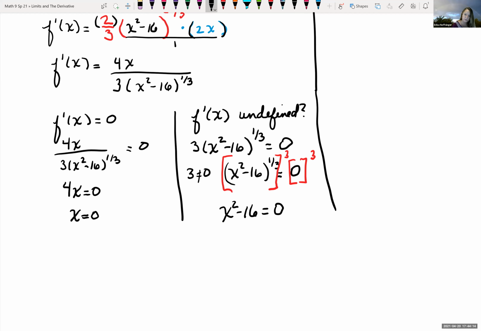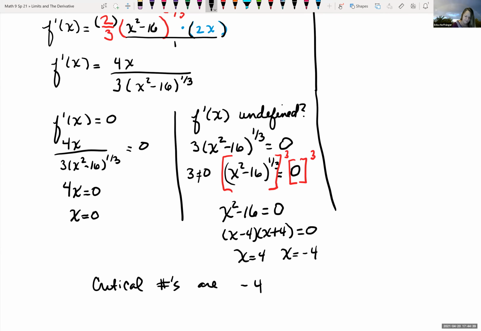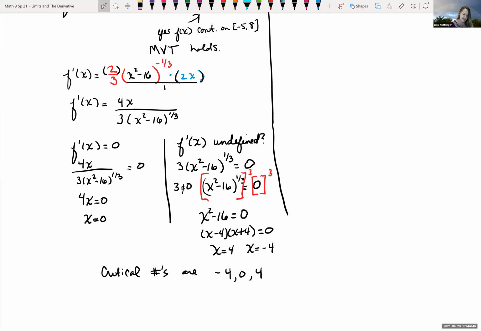So I can use the square root property here, or I can just factor this: x minus 4 times x plus 4 equals 0. So x minus 4 is 0 and x is 4. And x plus 4 is 0 and x is negative 4. So my critical numbers are negative 4, 0, and 4. And our endpoints were negative 5 and 8.